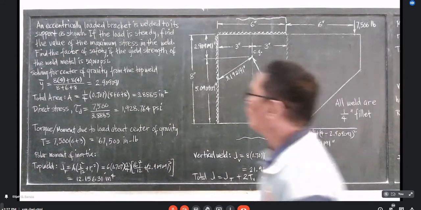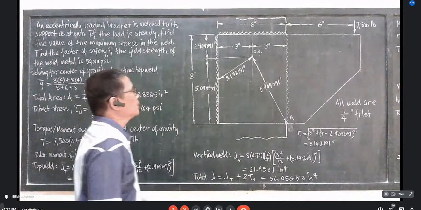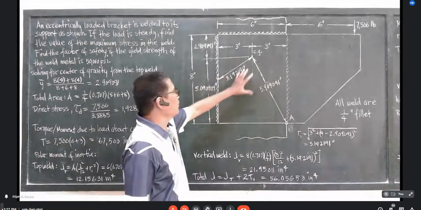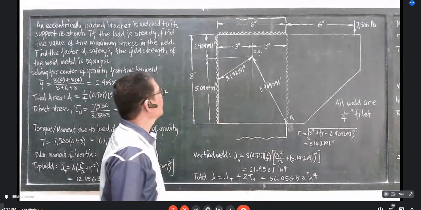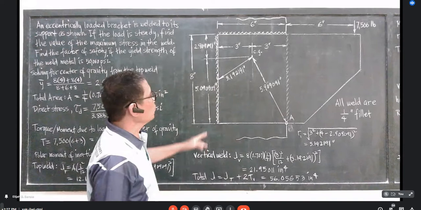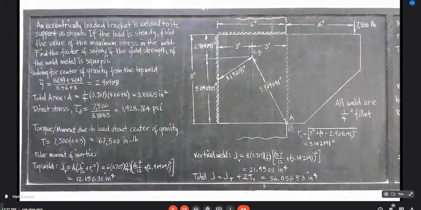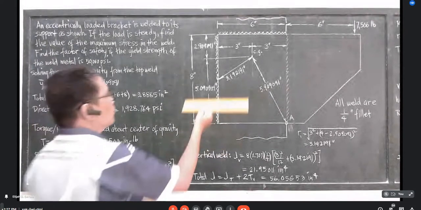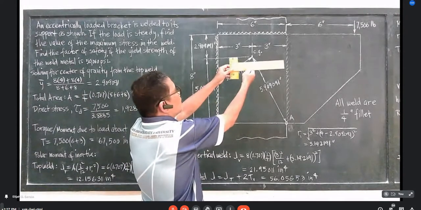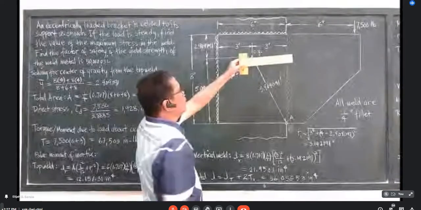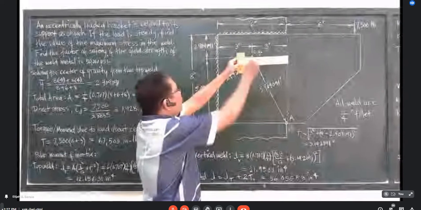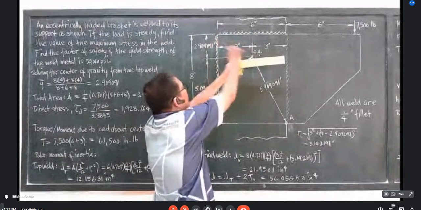Okay. So what we have here, if you will notice, forget first about what is inside. What we have is a bracket. Okay, as I have mentioned to you last time, it looks something like this. So you have a bracket here. And then your welded portion is this one is here. This one is here.